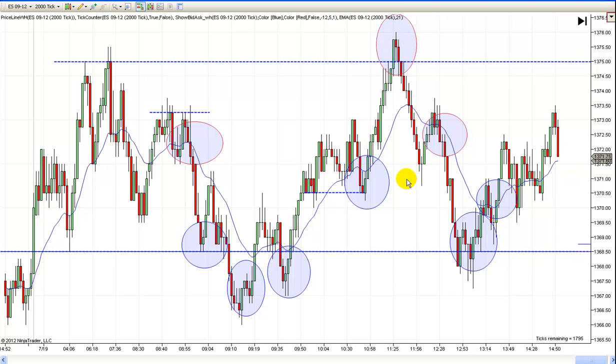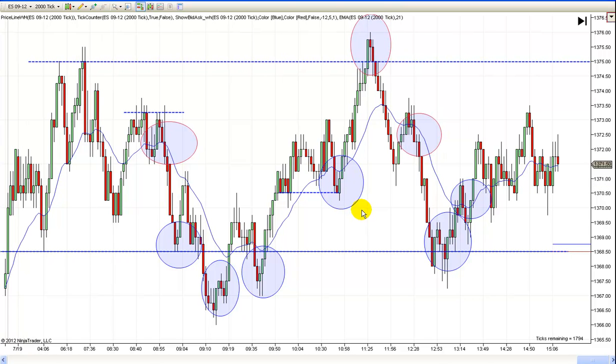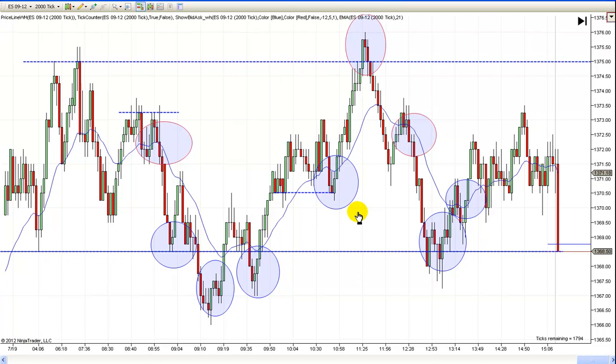Any runners probably, your runners may not have been safe on this one. It seems like my runner got stopped out on that trade right there. And that was my last trade of the day. I was done after that, although I was really tempted to take this trade.